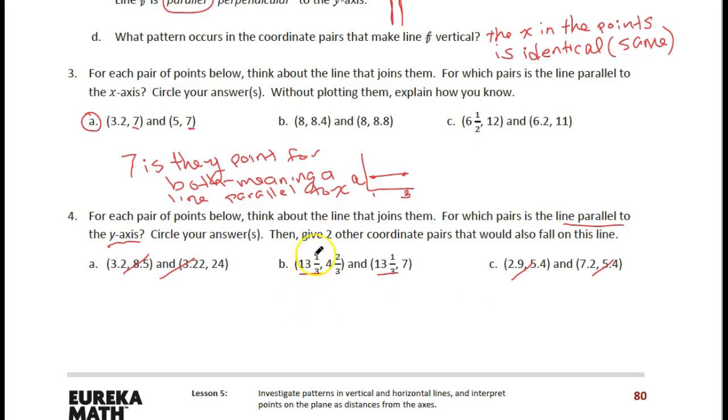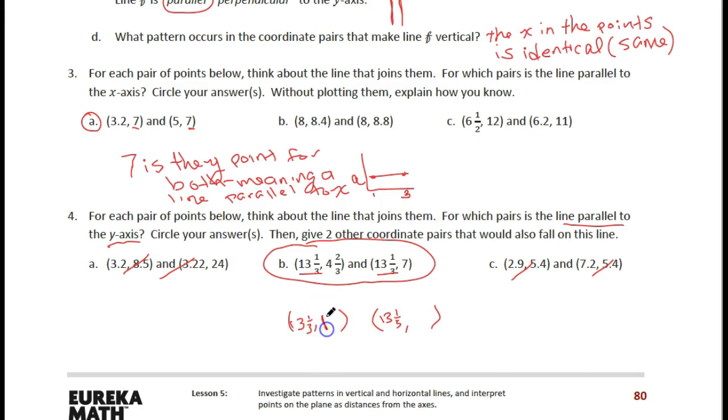So then give two coordinate pairs that would also fall on this line. So this is our answer. That's the one that we know is going to end up being a vertical line. That means it's parallel to the y. And so now we have to come up with two more points that are also going to be on that same line. We know that the x has to be 13 and 1/3. And then we can make the y's whatever we want.